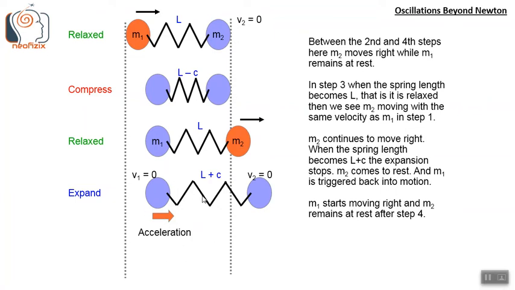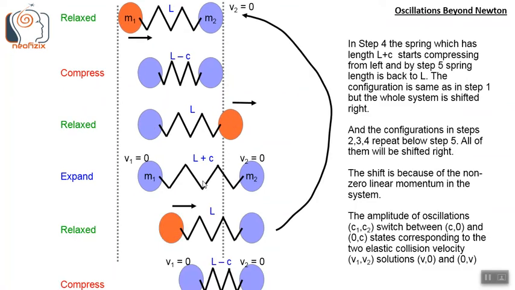So m1 starts moving right now. So m2 stops and m1 starts moving right. And m2 remains at rest after step 4. In step 4, the spring which has length L plus C starts compressing from the left. And by step 5, the spring length is back to the relaxed length L. So this step 5 configuration is the same as in step 1, but the whole system is shifted right, translated.